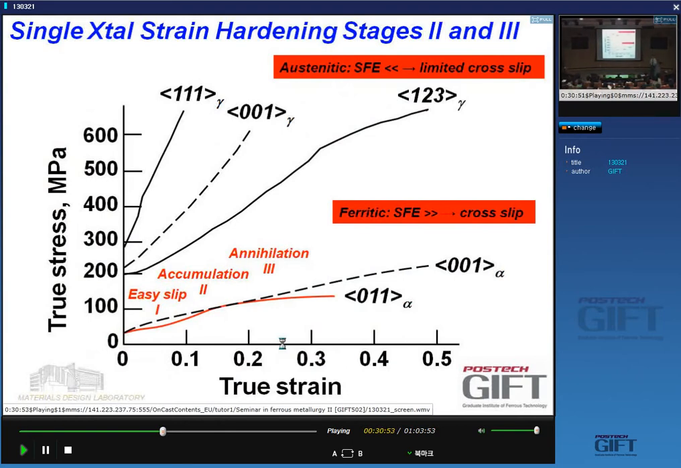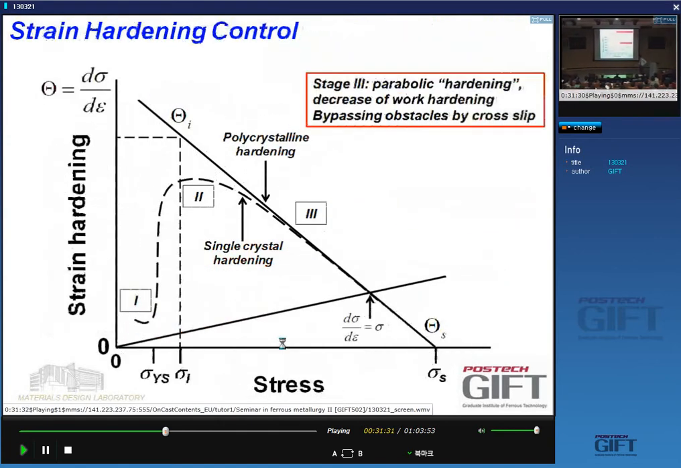You see the same thing. Very high rate of hardening in the case of the austenitics, very low in the case of the ferritics, all due to cross-slip. But let's have a look now at the details of this hardening. You see here, in particular for the 011, a flat plateau. That's the easy slip, very few dislocations. Then an increase in the strain hardening, yes? That's called stage two. And then a decrease in the strain hardening. That's annihilation, yes? Well, it turns out that when you deform a steel, most of the time you're in stage three.